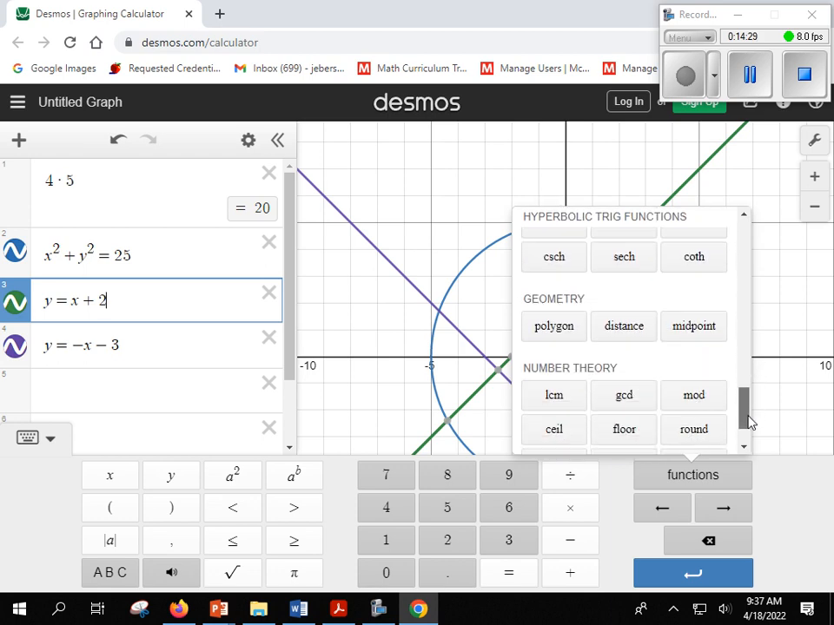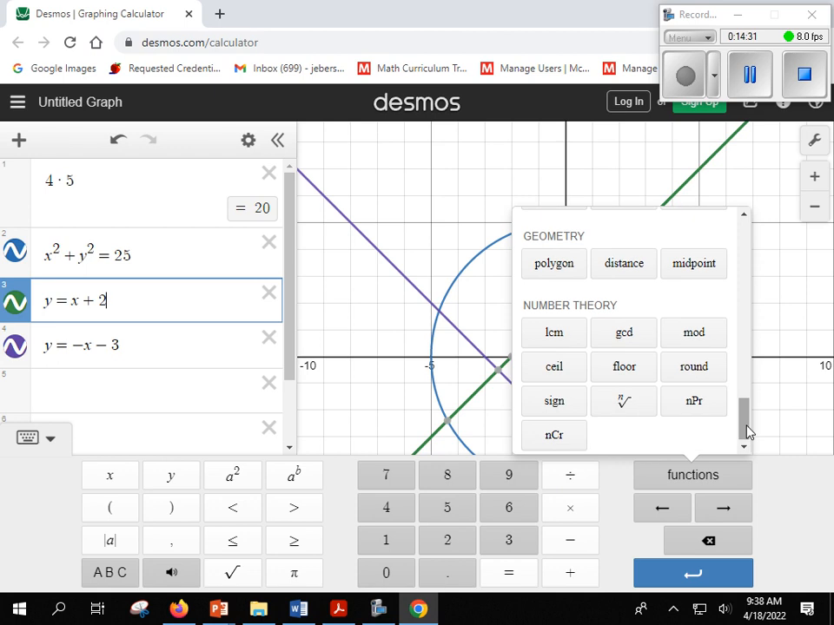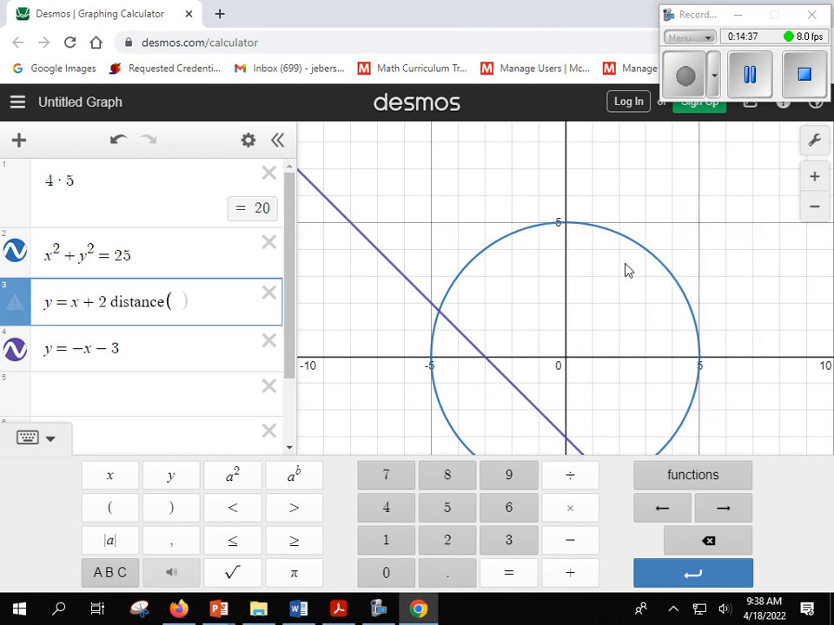Calculus, geometry. You could create a polygon, distance, midpoint. I'm guessing that, again, I don't know what it would tell you on here, if they would allow you to actually do this, but it does the distance formula for you.